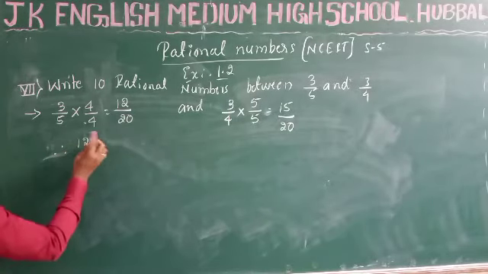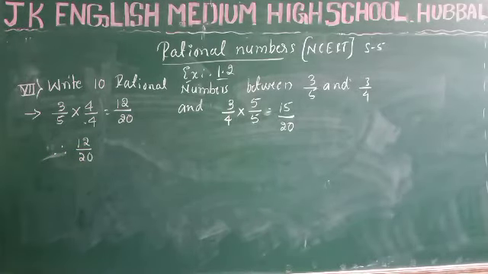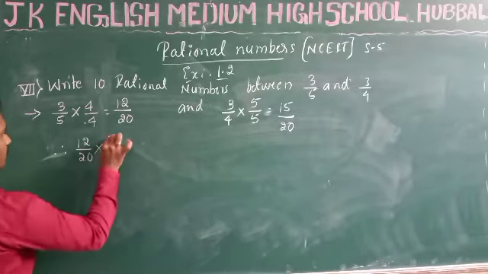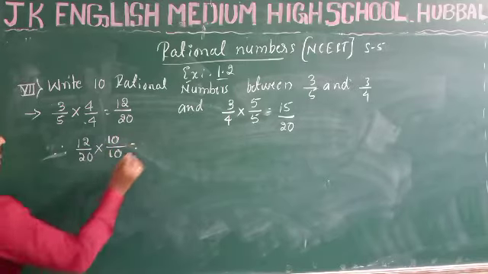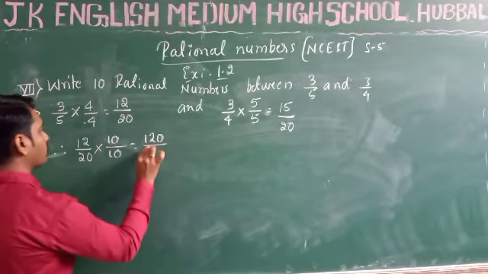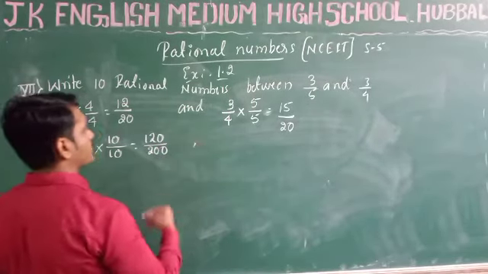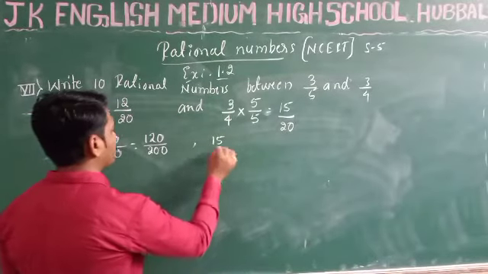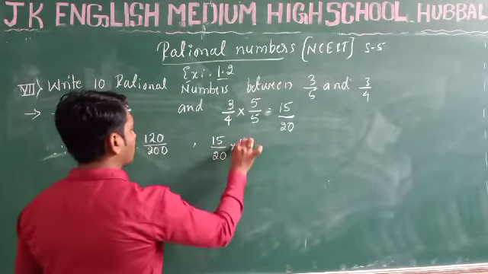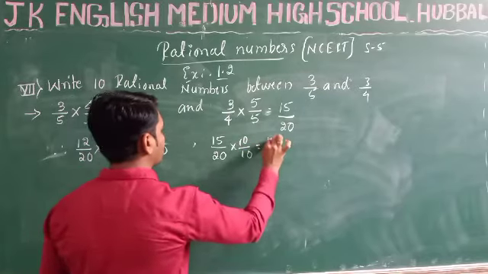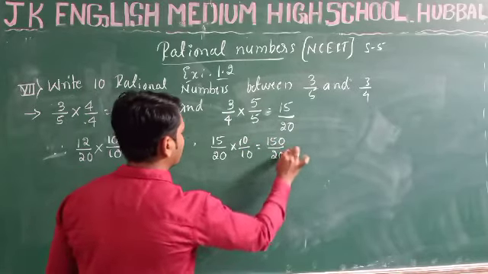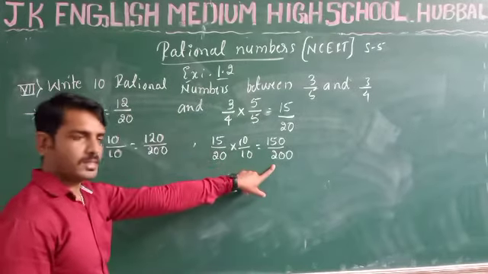Therefore, 12 by 20 into, how many numbers do we want? We want 10 rational numbers. So what you will do? 12 and 10s are, you can multiply by 10. How much will it become? 120 by 200. So the same number you just take down. 15 by 20 into 10 by 10. How much will it become? 150 by 200. This time also we got the same denominator.